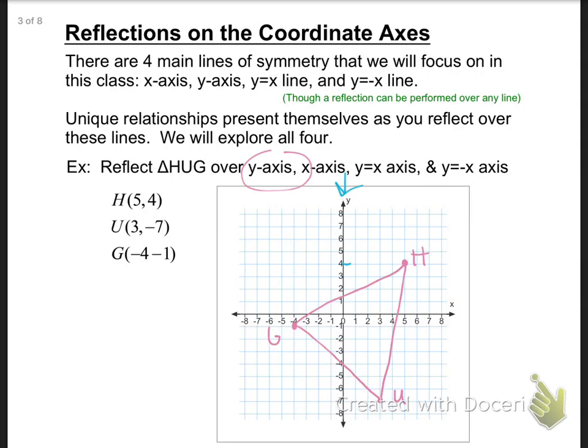Okay, so if I look at H, it's 1, 2, 3, 4, 5 lines away. So I'm going to go 5 lines away on the other side of my y. And that's going to be my H prime. I'll show you guys shortcuts to this once we get through just looking at them. Okay, if I look at G, it's 4 away, so I go 4 away. G prime. My U is 3 away, so I go 3 away. That is what it looks like if it would reflect over your y.